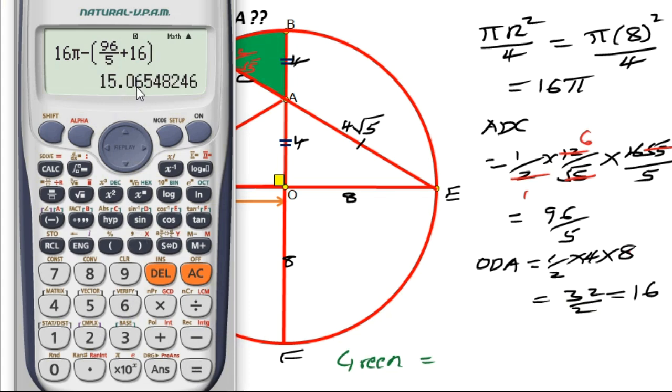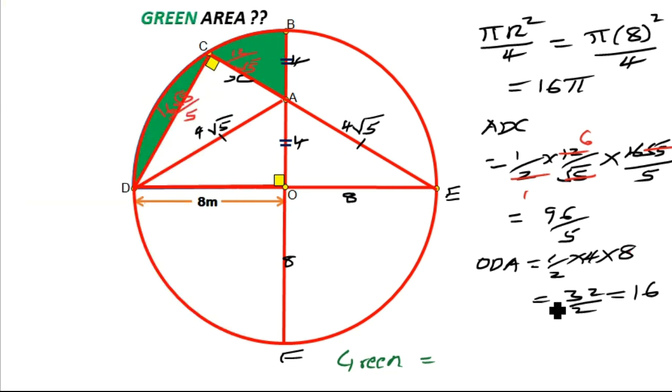So the area of the green region is approximately 15.07 if you round off to the nearest two decimal places. And remember our unit is in meters, so it is 15.07 meters squared.